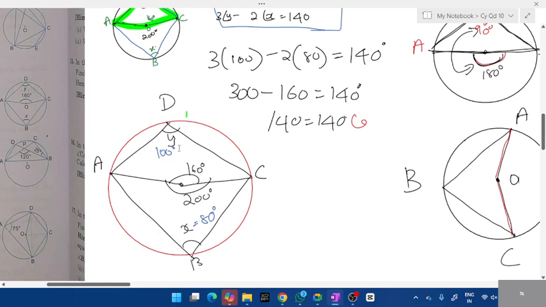Angle formed in the center will be twice the angle formed in the circumference. Center is equal to 2 times circumference.